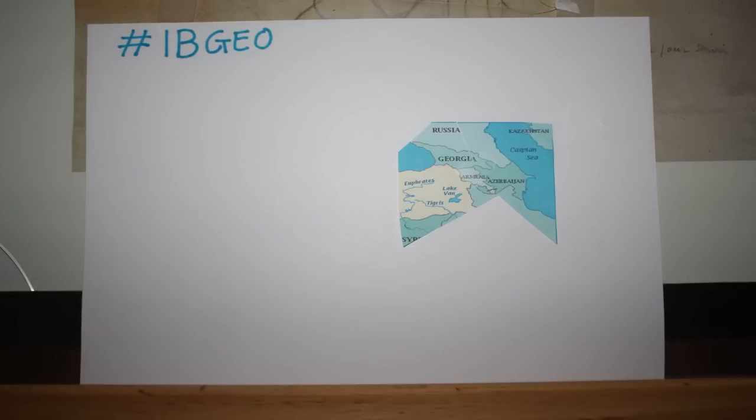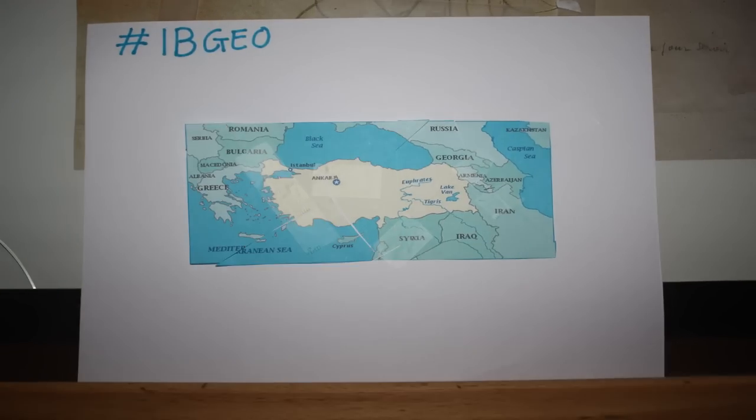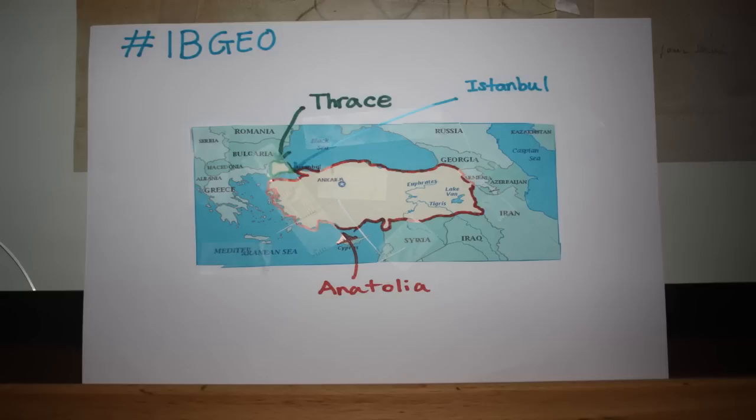So let's talk about the geography of Turkey. Thrace and Anatolia are the areas where the Turkish national movement occurred, and thus are the areas that became what is now Turkey. Thrace is the area west of Istanbul and east of Greece. Anatolia is most of Turkey today.